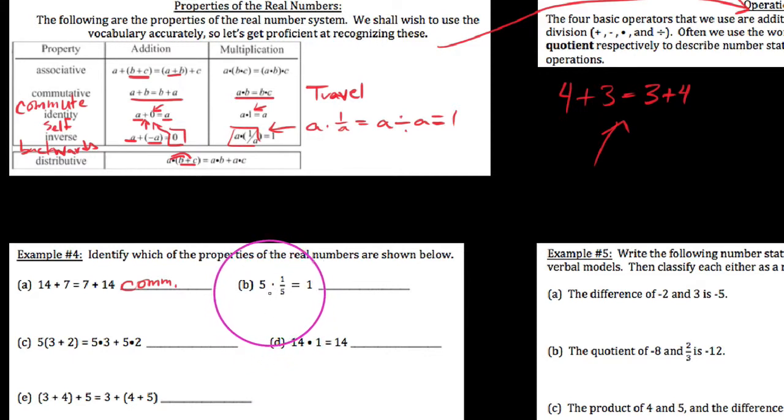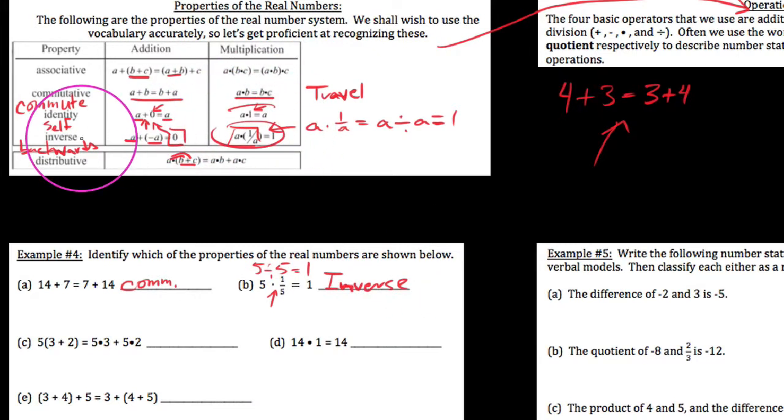Letter B, we say 5 times 1/5 equals 1. And what we notice here is this: we took 5 times the opposite of 5. We did multiplication to begin with. Well, times 1/5, that's the same thing as divide by 5. And so we get 1. So this is the undoer property. This is our inverse property of multiplication. We can absolutely see that is existent right here. Inverse property of multiplication.